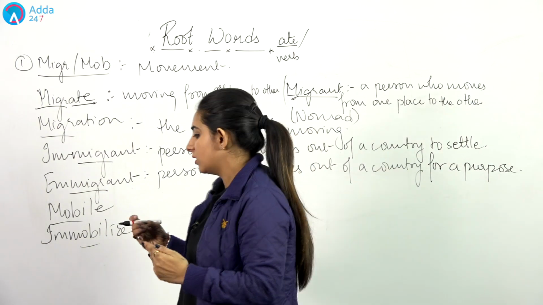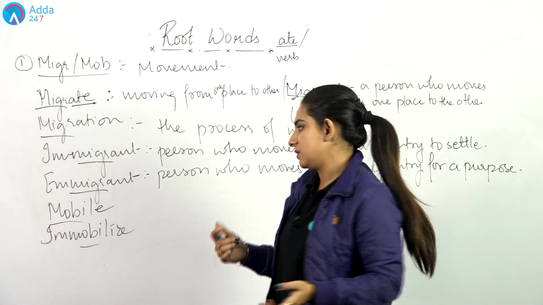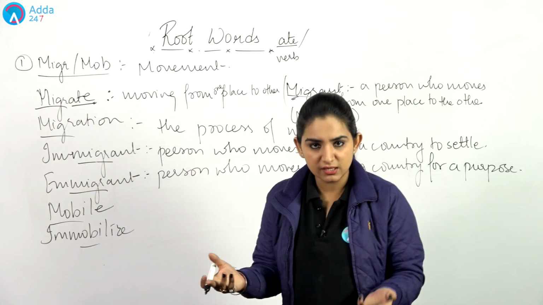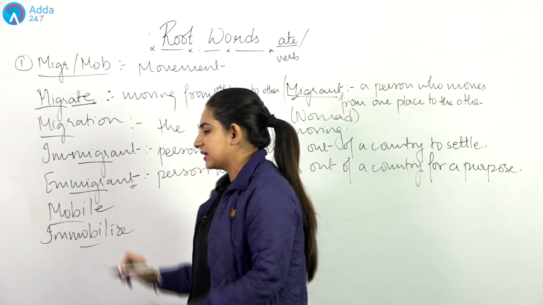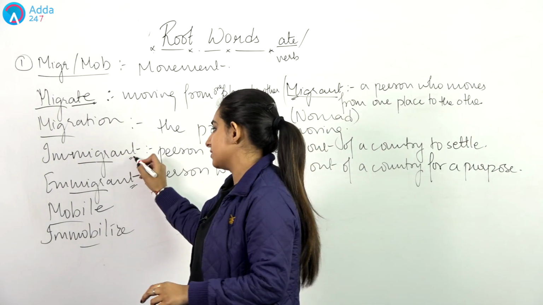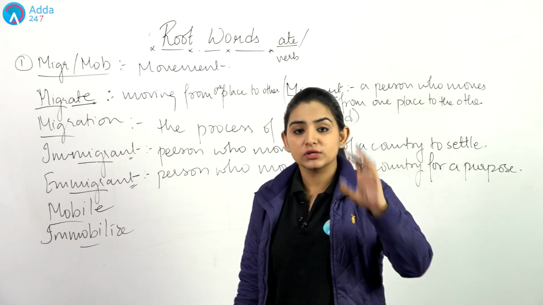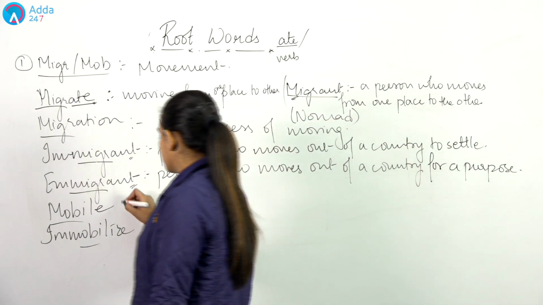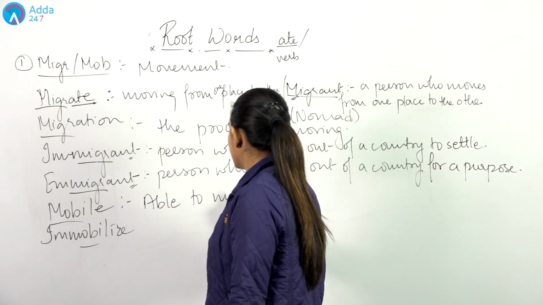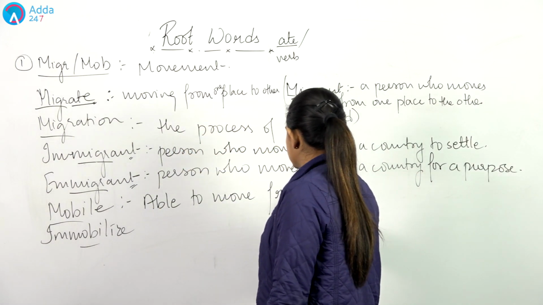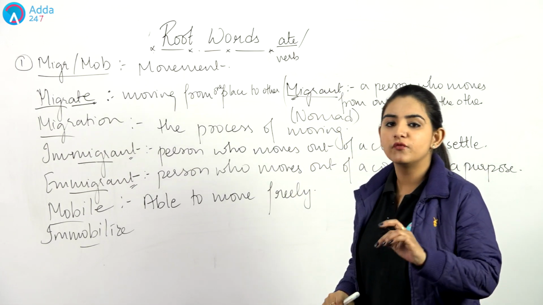Maybe he's going for studies, for further studies. Maybe he's going for a meeting. Maybe he's going for a project. If it is something like that, that's emigrant. Otherwise, it's immigrant if you are going abroad for settling down. Next is mobile. Mobile means something which is able to move freely.